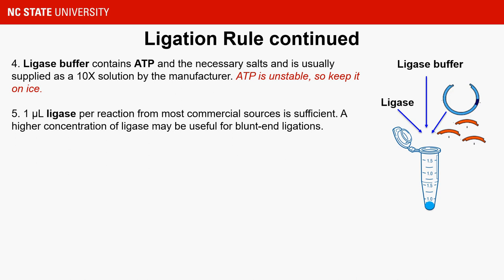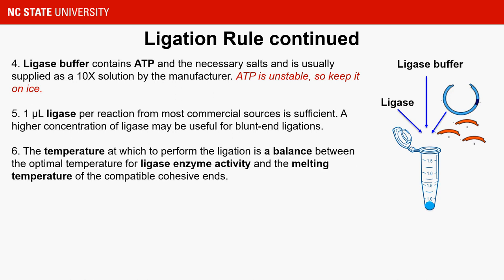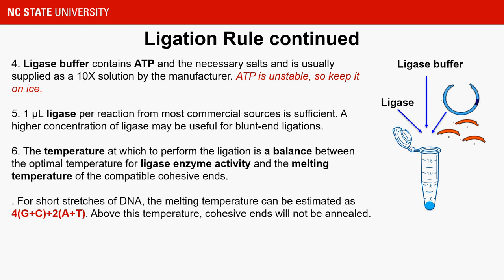Now, all components have been added to this ligation reaction. The next thing we need to do is to set up the ligation reaction at the appropriate temperature. The temperature of ligation is usually determined by the optimal temperature of ligase activity and the melting temperature of DNA ends. For short stretches of DNA, we can usually calculate the melting temperature to be 4 degrees times the number of G and C plus 2 degrees times the number of A and T. Above this temperature, the DNA will not anneal.